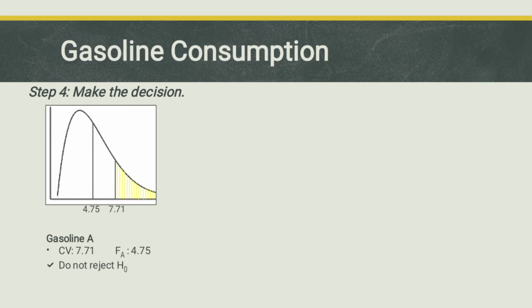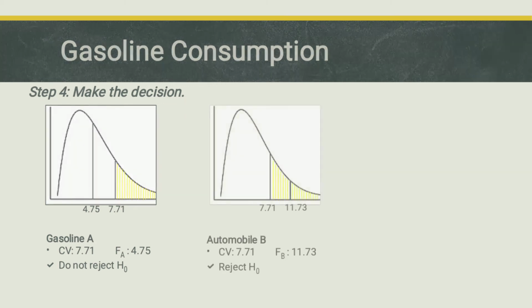Step 4, make the decision. For gasoline A, the critical value is 7.71 and the f value is 4.75. Since the f value does not fall in the critical region, we will not reject the null hypothesis. For automobile B, the critical value is 7.71 and the f value is 11.73. Since the f value falls in the critical region, we will reject the null hypothesis.